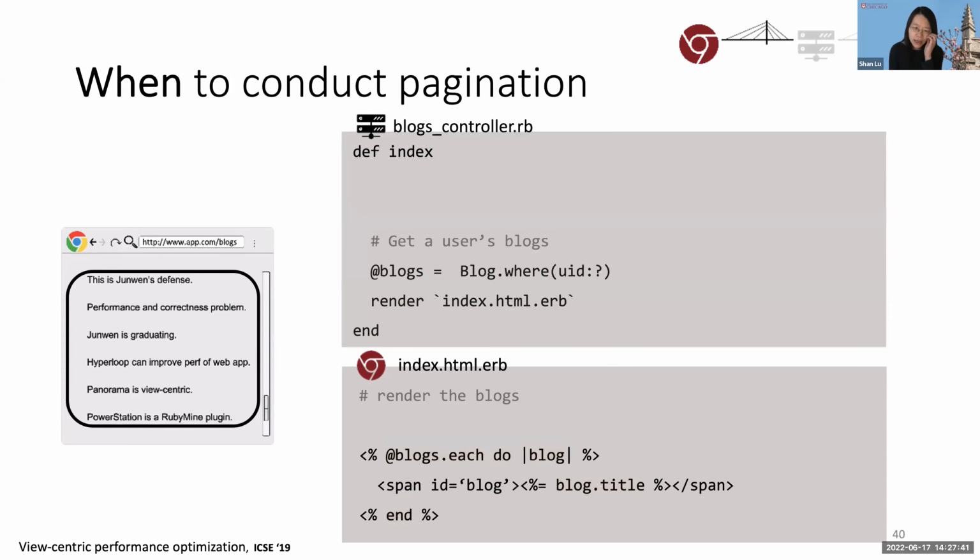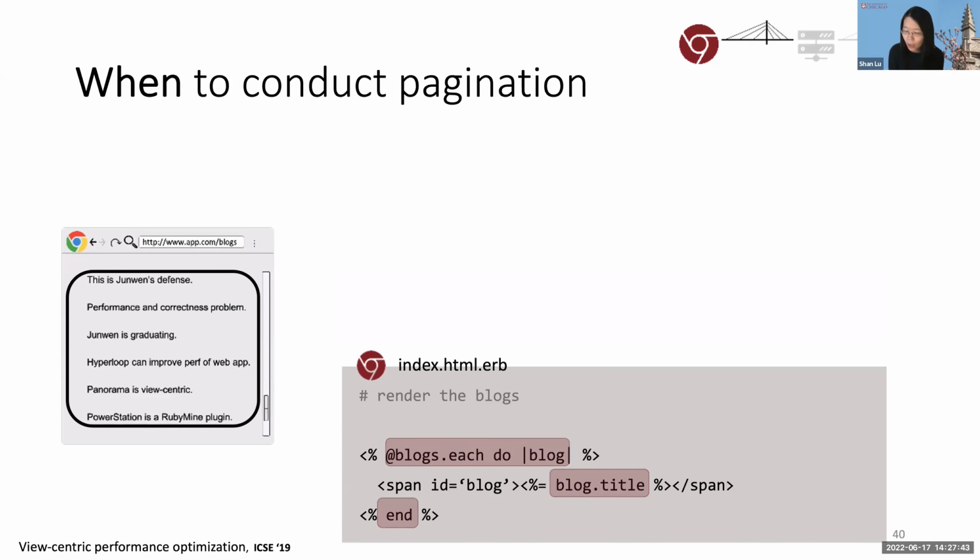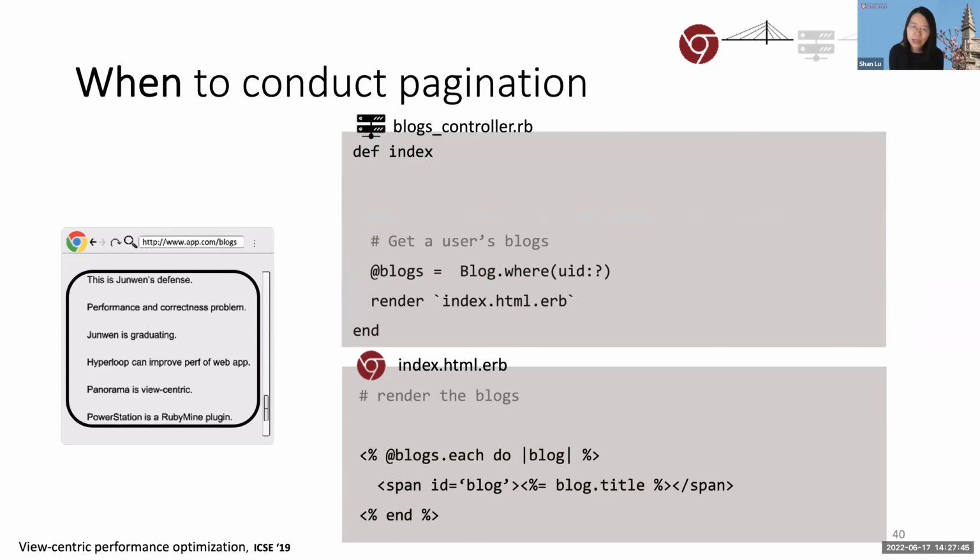Okay, so where does this blog variable come from? If you look at the code, if you know Ruby well, eventually you'll find out that, oh, here I have an index function, and then this blog is generated by this blog.where.